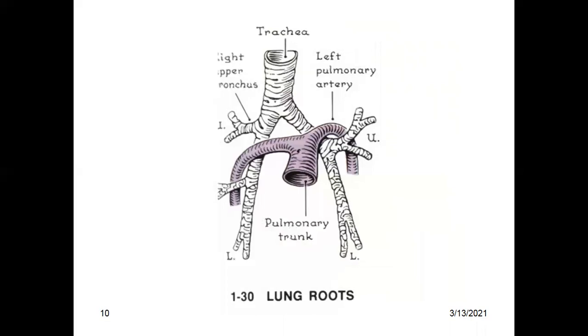The relationship of the pulmonary artery to the bronchi is important. As you can see, the pulmonary trunk divides into the right and left pulmonary arteries. Now, the right pulmonary artery is located beneath the origin of the right upper lobe bronchus, while on the left side, the left pulmonary artery is located above the origin of the left upper lobe bronchus.